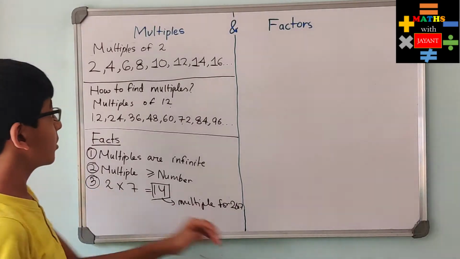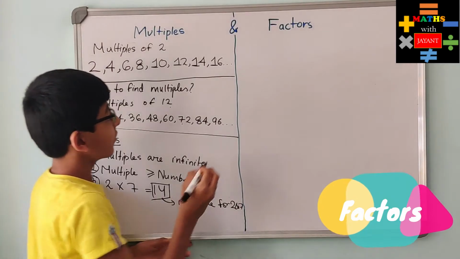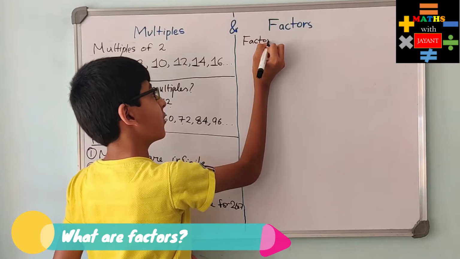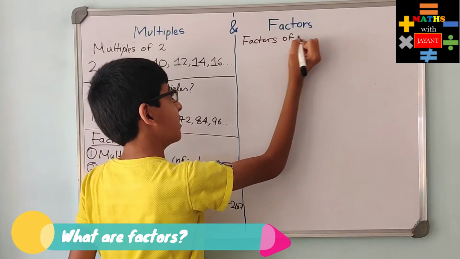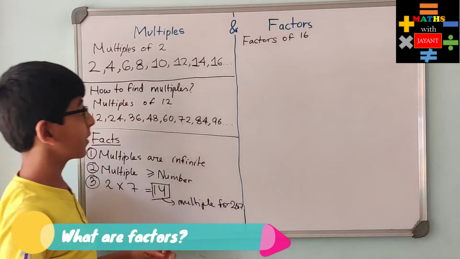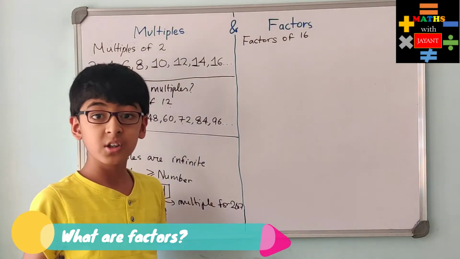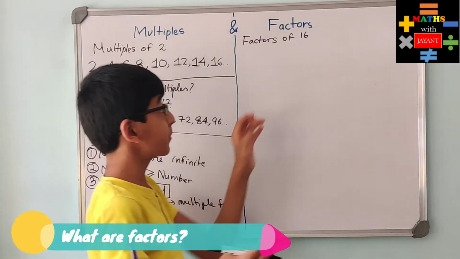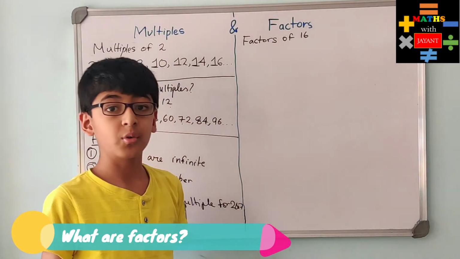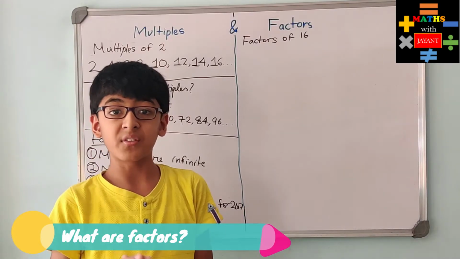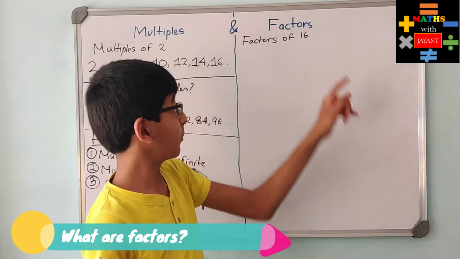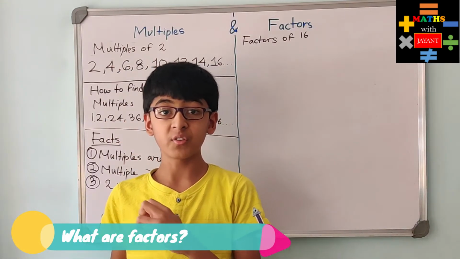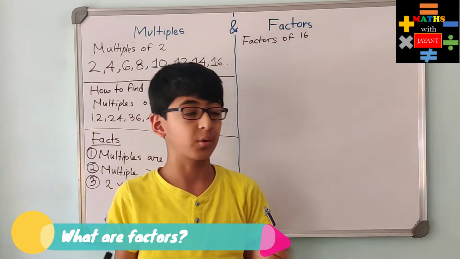Now moving on to factors. What are factors? Suppose I say factors of 16. What does it mean? You need to see which two numbers make 16. And if we divide 16 by that number, it will leave a quotient and the remainder as 0. The quotient will be any number but the remainder has to be 0.